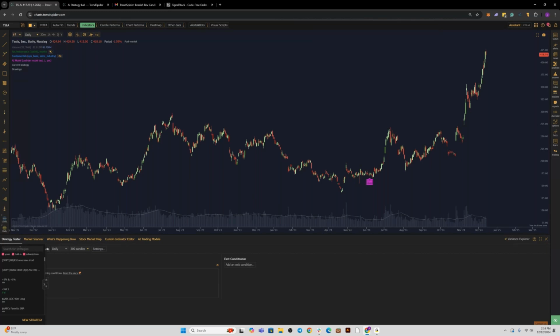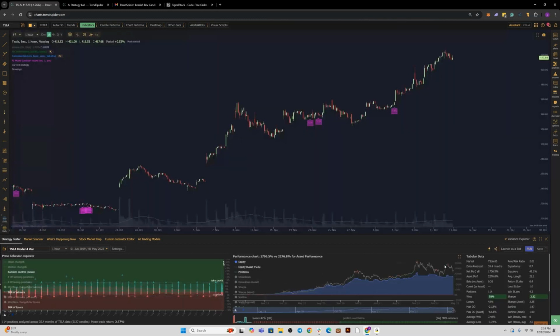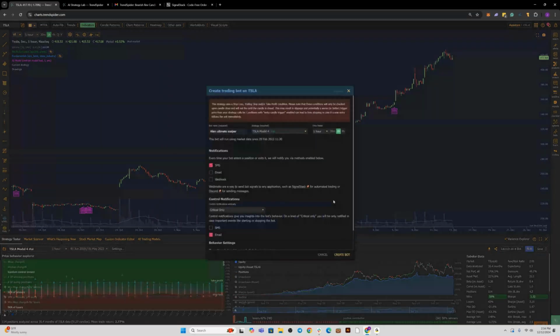Yeah, you could do that now. So let's see here. Find the model that I made yesterday. Yeah, so here's a model that I built on Tesla yesterday. And once you run a strategy test, all you've got to do is launch it as a bot. Once you have selected that, there's a couple of things that I can do with a bot. You don't have to necessarily go right into a live trading environment. You can just have those signals.